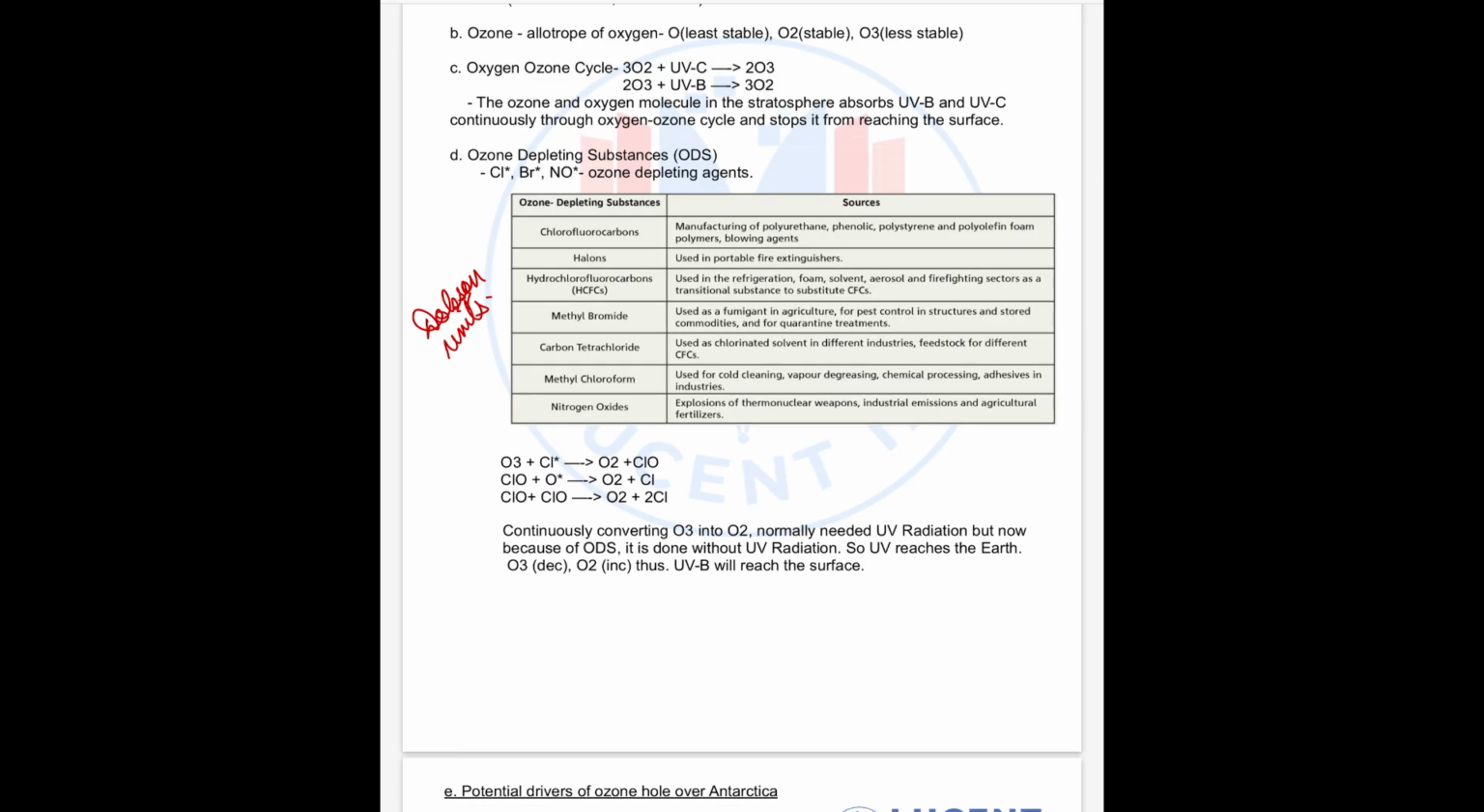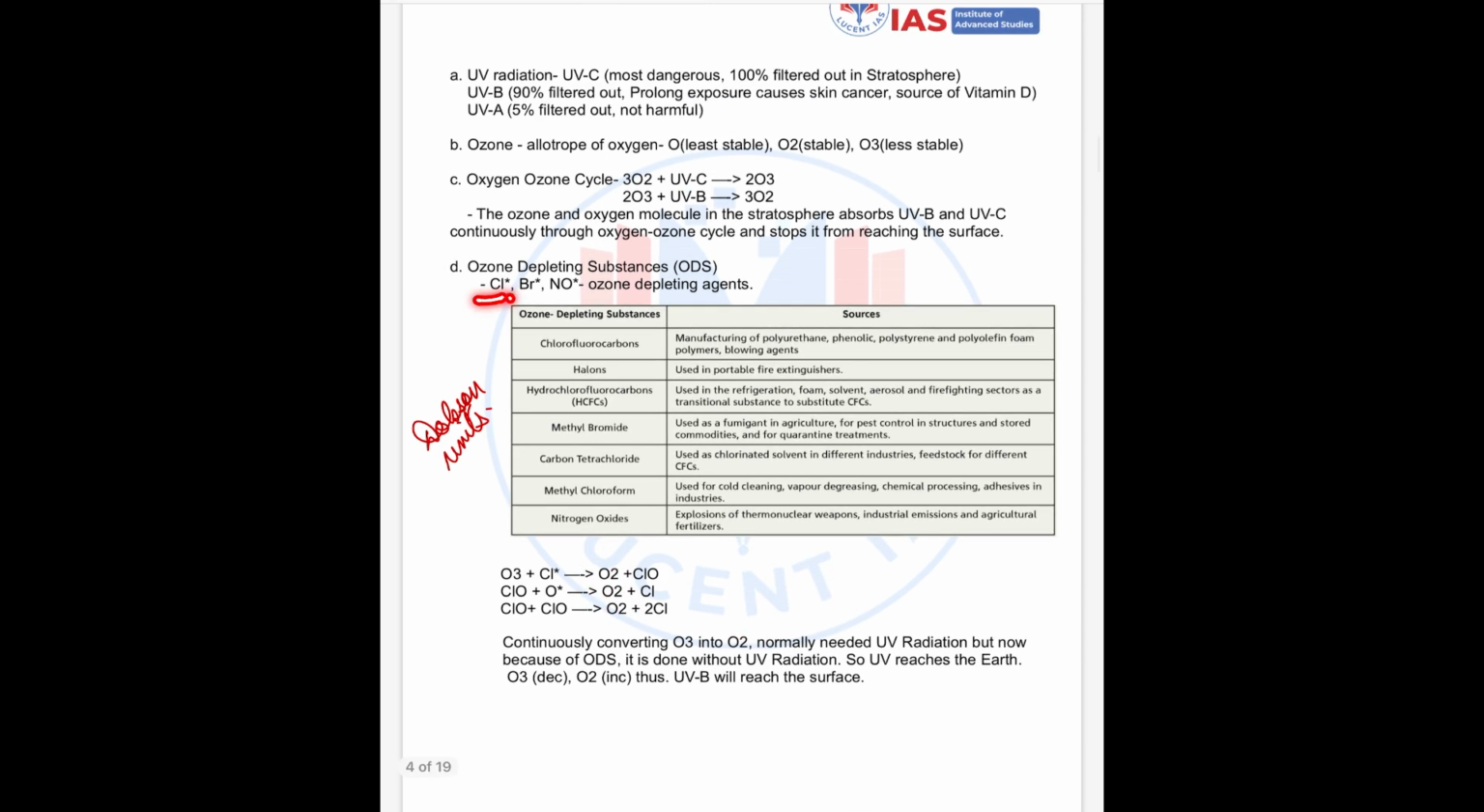gases will react with O3 in the upper atmosphere and form O2, breaking the ozone layer and reducing it. This is what is called ozone depletion. So what are those gases? Mainly chlorine, bromine and nitrogen are the ozone depleting substances.